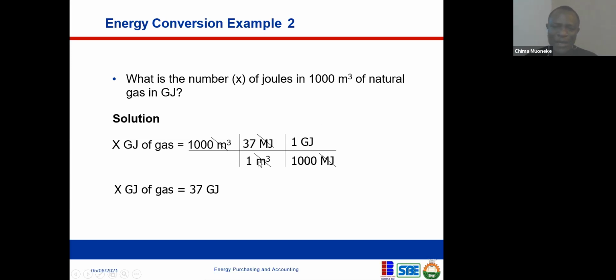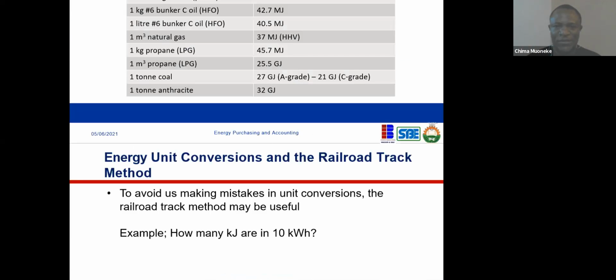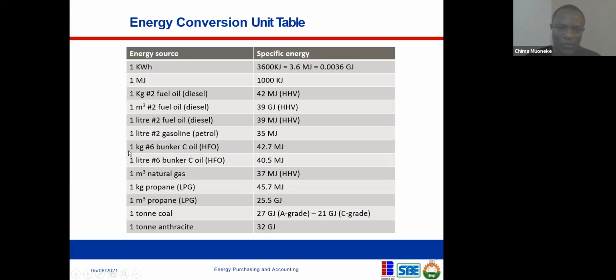So if we look at our table, what is the conversion factor of natural gas measured in meter cube to megajoule? So let us look at our conversion table. I'm trying to go back to the table. So 1 meter cube of natural gas. So this is 1 meter cube of natural gas, right?